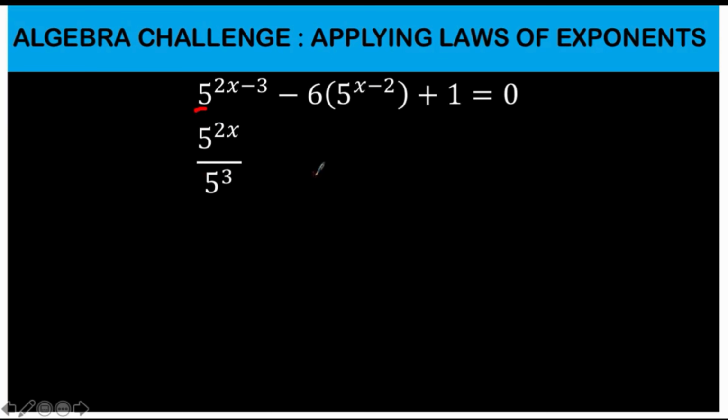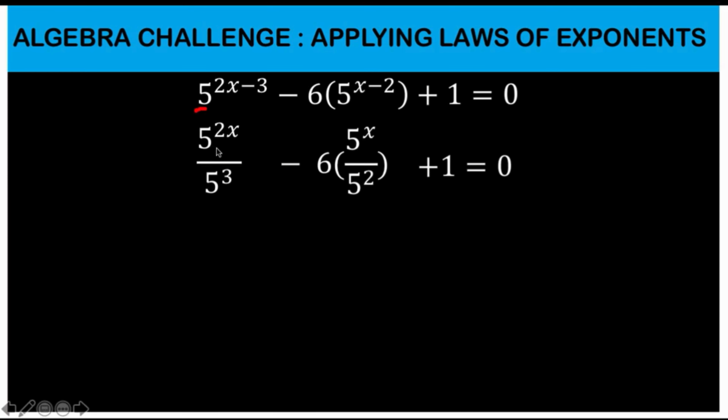Now similarly, for the second term, we can do the same. We copy the 6 and we write 5 raised to x minus 2 as a quotient of two exponential numbers. And that is also by applying the converse of the quotient law of exponents. And then we copy plus 1 equals 0. Now what other simplification can we do?